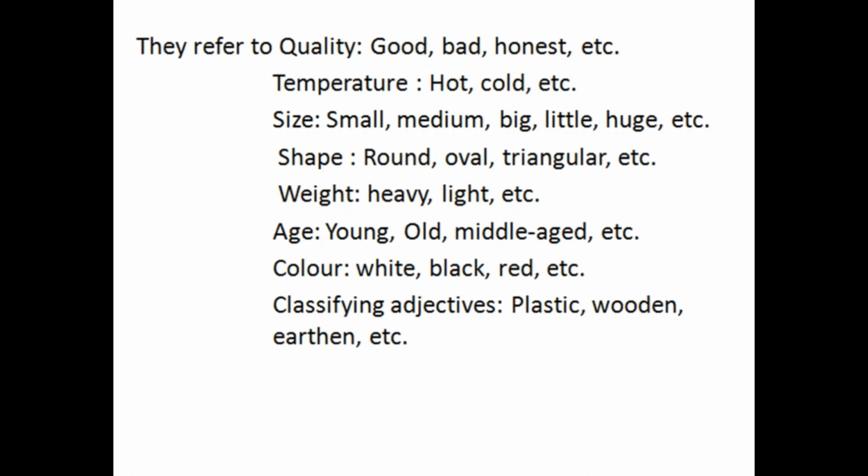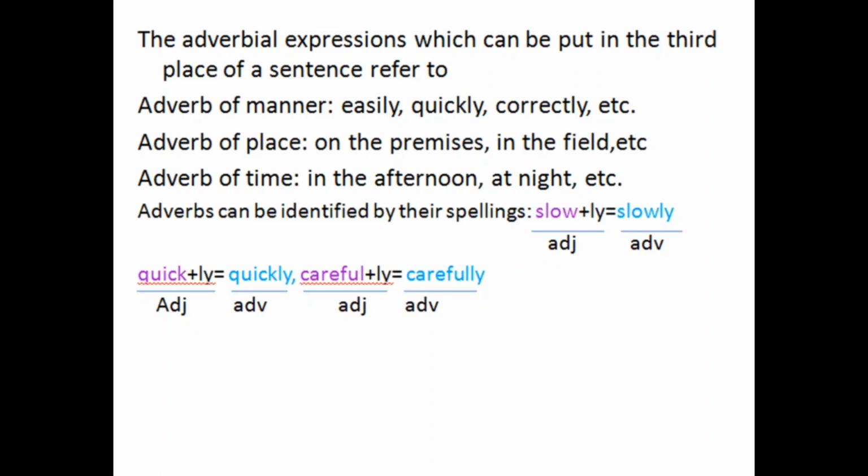Let's move to the adverbial expressions. The adverbial expressions which can be put in the third place of a sentence refer to adverb of manner like easily, quickly, correctly, etc. Adverb of place like on the premises, in the field, etc. Adverb of time like in the afternoon, at night, etc.